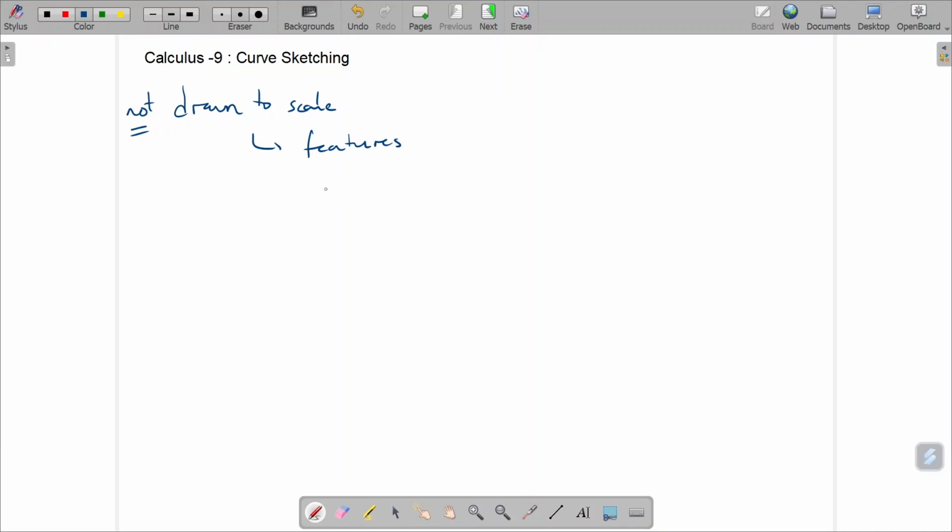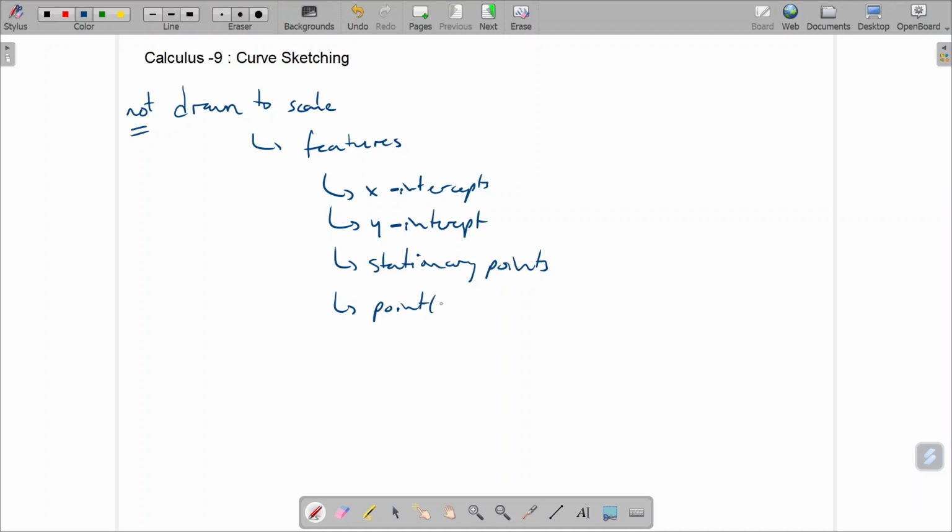And the key features are the x-intercepts, the y-intercept, the stationary points, and if there exists one, the point of inflection.